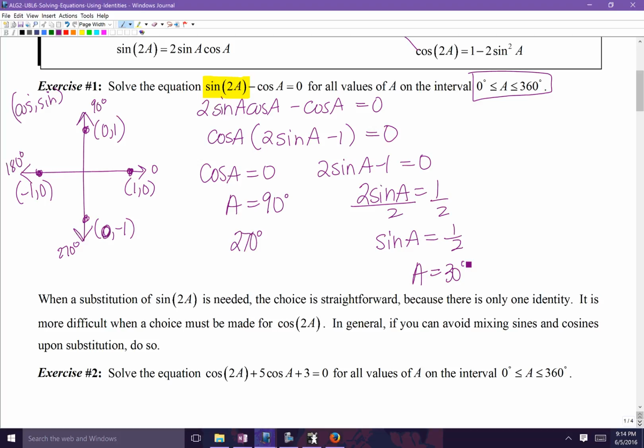Well, let's talk about this. We know that this is a positive measurement. We know that the sine is positive in quadrant 1 and quadrant 2. If I was to draw a 30-degree angle, that would be right there. And if you remember from your 30-60-90 reference triangle, opposite over hypotenuse would be 1/2. Well, I know that there's another reference triangle that I could draw with a reference angle of 30 degrees.